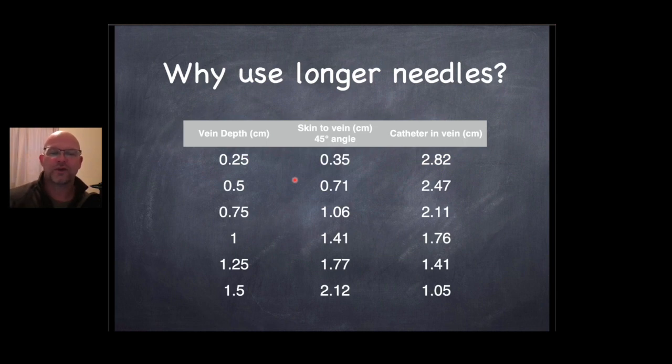So why use longer needles? Well, just the more depth that you have, this is how much catheter is still left in the vein. And we're talking centimeters here. So if you have a 1.5 inch or 1.5 centimeter deep vessel and you go at 45 degrees, you're only going to have a centimeter of that catheter inside of that vessel. So it's one thing to consider, just a little longer needle.